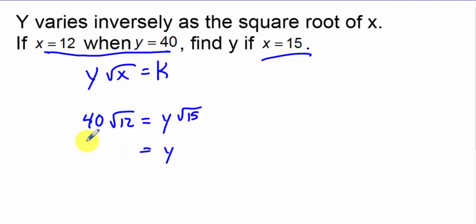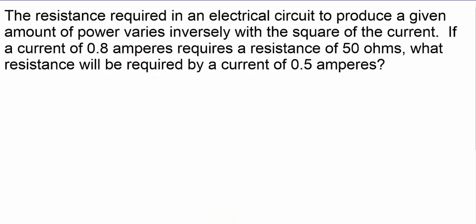Isolate y. And you can pop that into your calculator and get a decimal rounded to 2 places. So now things get a little wordy. Just make sure you read carefully.